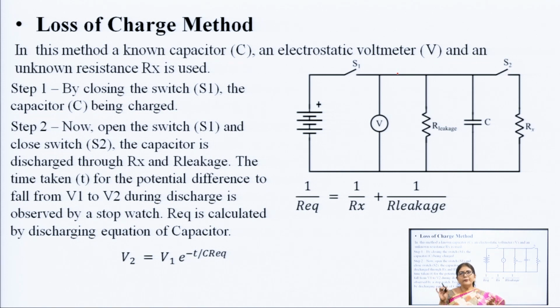Then the capacitor is charged for a certain period of time. Then we will open switch S1 and close switch S2. Then this capacitor will discharge through Rx, and it will also discharge through this R leakage, meaning the voltmeter and the battery, whatever path it finds. So, for the total resistance that we have to measure, 1 by R equivalent is equal to 1 by Rx plus 1 by R leakage.